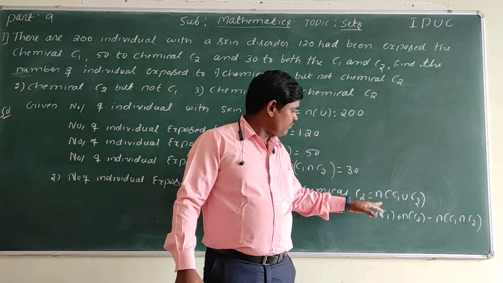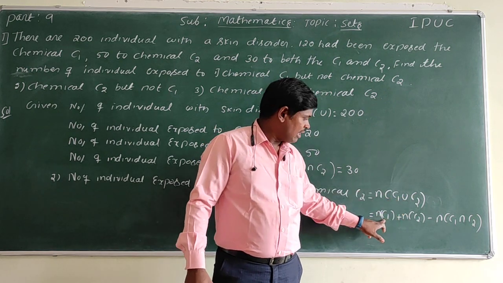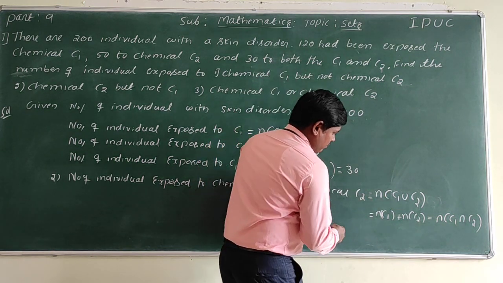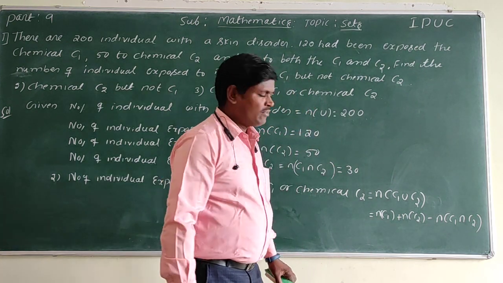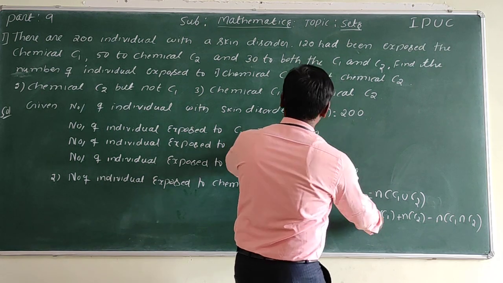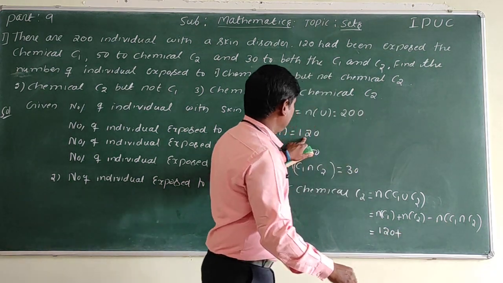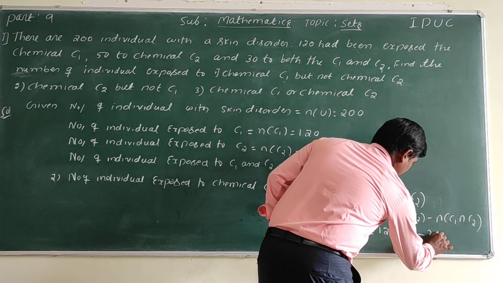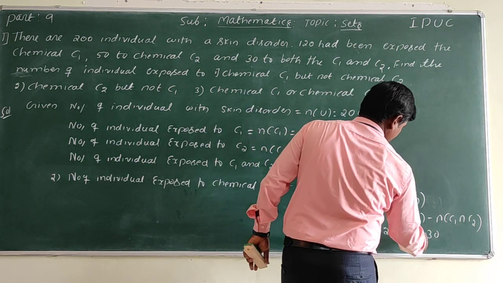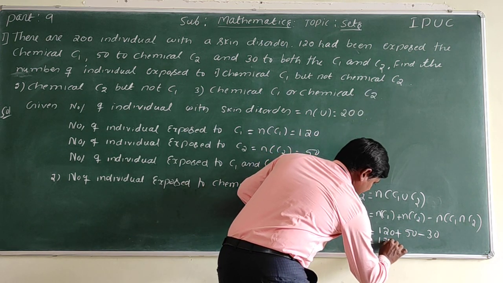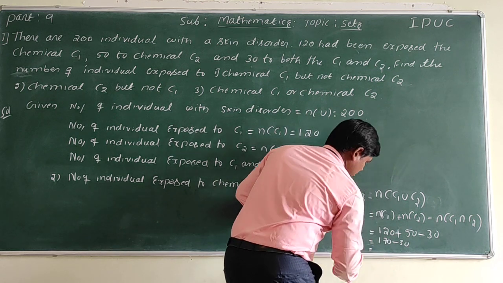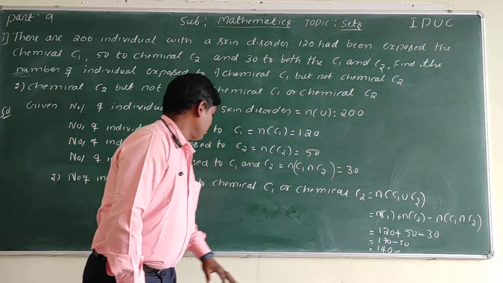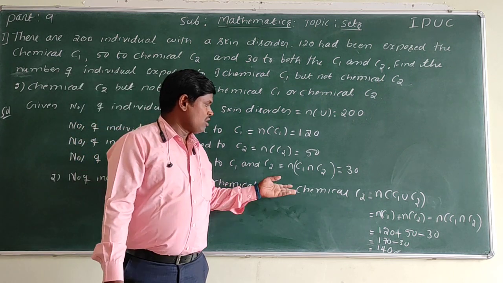Okay, n of A union B is n of A plus n of B minus n of A intersection B. Similarly, n of C1 union C2 is nothing but n of C1 plus n of C2 minus n of C1 intersection C2. So n of C1 is how much? It is 120, plus n of C2 is 50, minus n of C1 intersection C2, which is 30. So that is 120 and 50, that is 170 minus 30. So this is nothing but 140. Okay, 140. So 140 is the number of individuals exposed to chemical C1 or chemical C2.